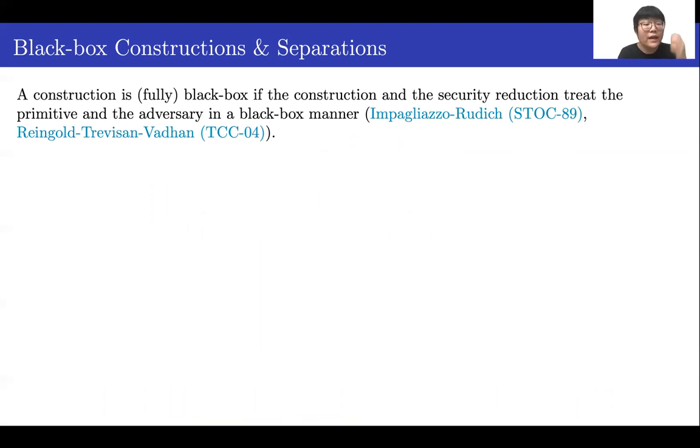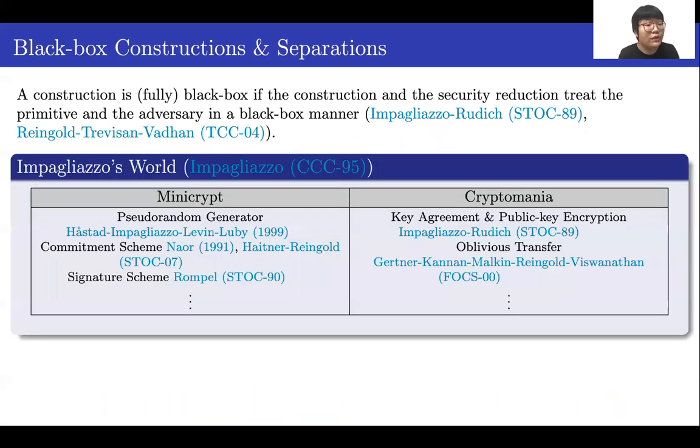In light of this, Impagliazzo proposed his well-known five worlds. In the Minicrypt world, we have all the primitives that can be black box constructed from one-way function. In the Cryptomania world, we have primitives like key agreement protocol, public key encryption, and oblivious transfer. All of them cannot be black box constructed from one-way function. So actually, many of the primitives inside Minicrypt were not known to be black box constructed from one-way function for a very long time.